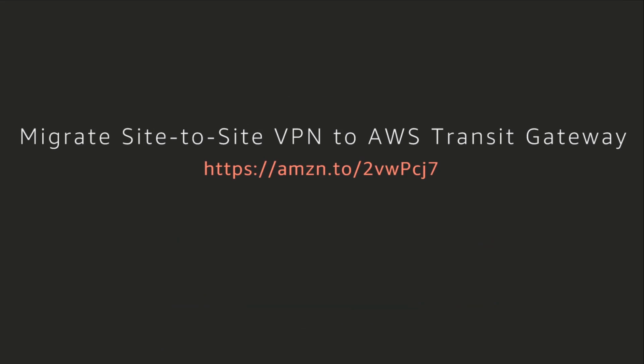Now, as part of the Transit Gateway launch, we had some folks actually build a tool to migrate from Site-to-Site VPN to AWS Transit Gateway, where Transit Gateway actually supports VPN termination or VPN connectivity. So this tool can actually help with migrating from Site-to-Site VPN if you started to use a Transit Gateway.